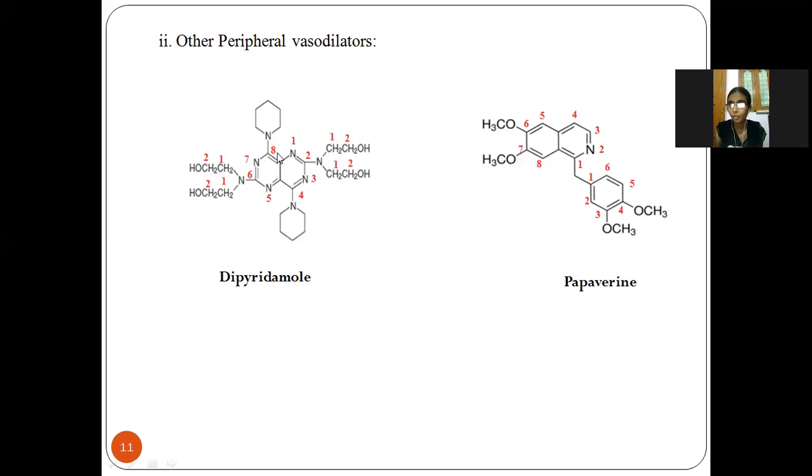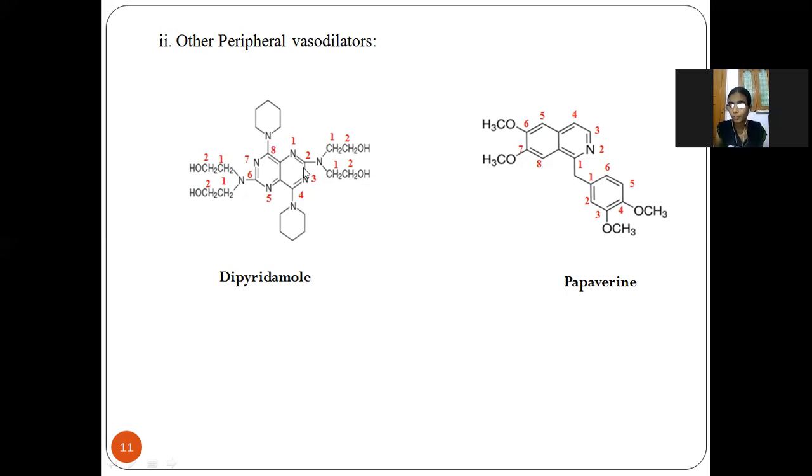And in the 4th and the 8th position is attached to the piperidine structure. See here, 4th and 8th position the piperidine structure is there. So I will explain it again. Here 2 benzene rings are there.